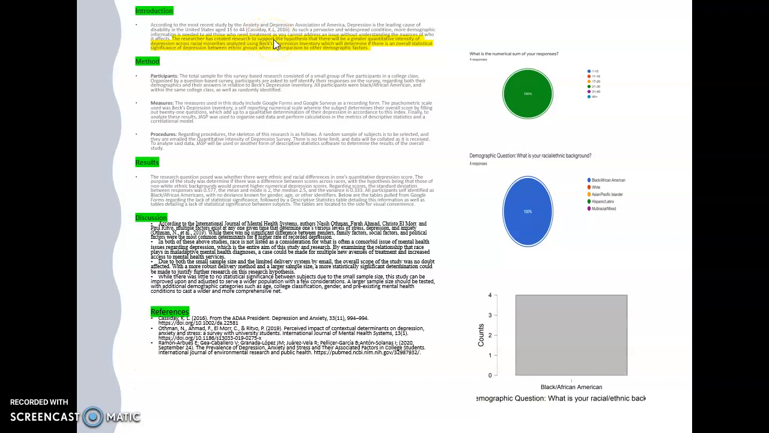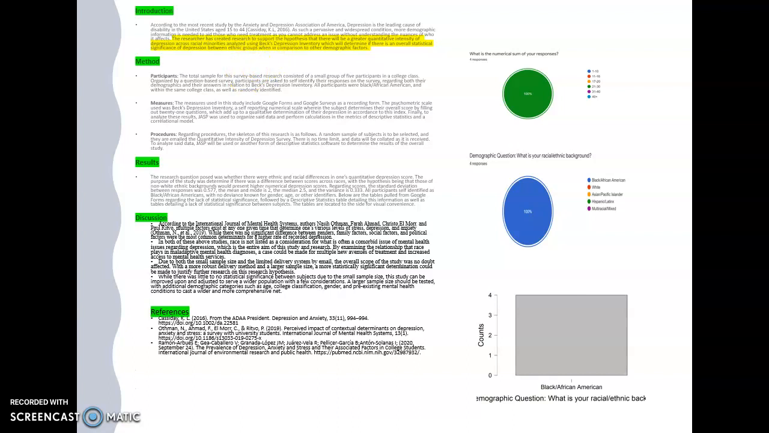Next, method. Participants. The total sample for the survey-based research consisted of a small group of 5 participants in a college class. Organized by a question-based survey, participants were asked to self-identify their responses on the survey, regarding both their demographics and their answers in relation to Beck's depression inventory. All participants were Black and African American, and within the same college class, as well as randomly identified and selected.